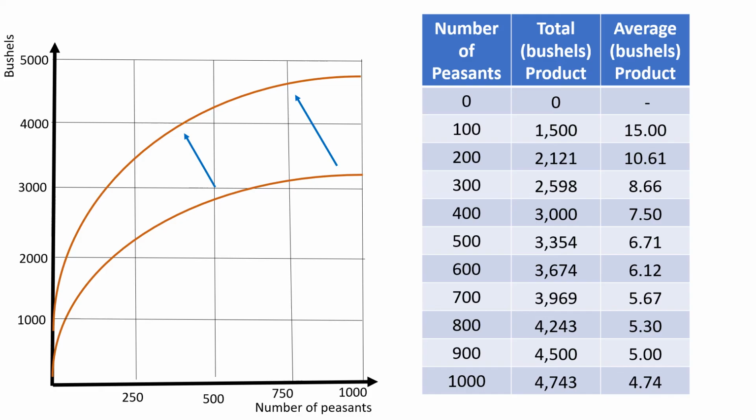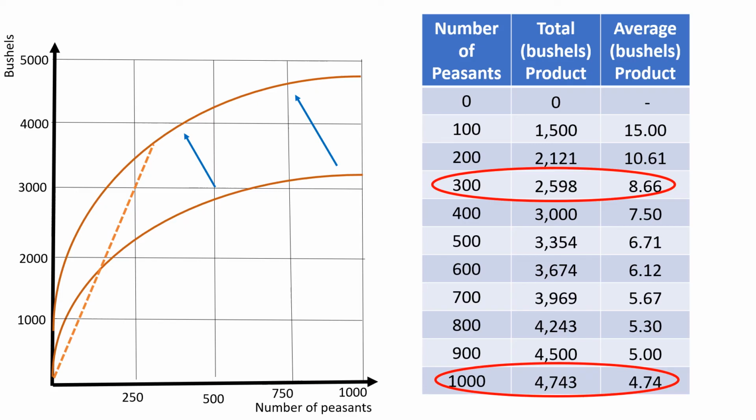And the average product would be illustrated in a similar fashion, where if we traced, for example, 300 number of peasants, we had calculated the average product to be 8.66. So tracing 300 peasants from the x-axis, we would draw a ray to the production function, and the slope of that ray would give us the average product of 8.66. In a similar fashion, if we drew another ray tracing 1000 peasants, and from the origin we would have such a ray, that ray would give a slope of 4.74, or that would be the average product.